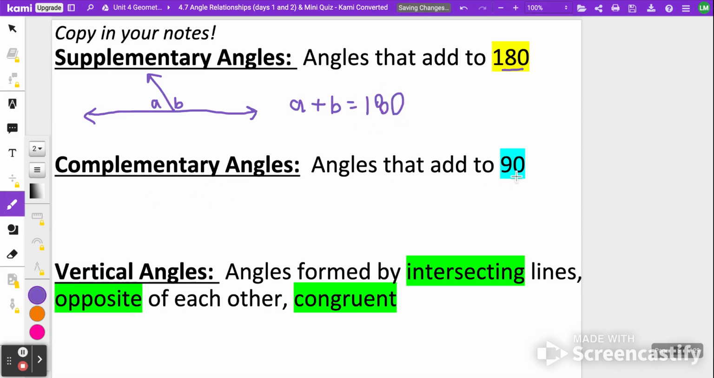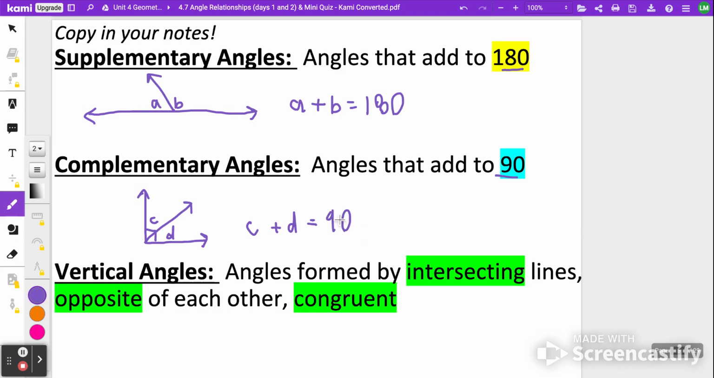Complementary angles are angles that add up to 90 degrees. 90 degrees looks like a corner, and it has a little right angle symbol there. And if you have maybe angle C and angle D, you can say C plus D is equal to 90 degrees.